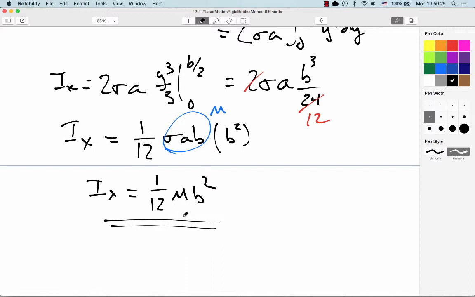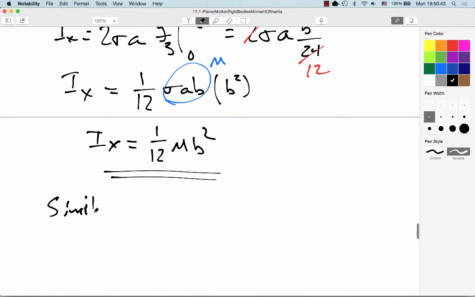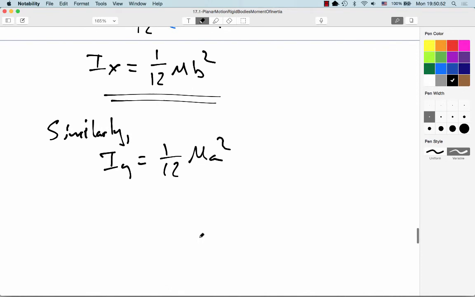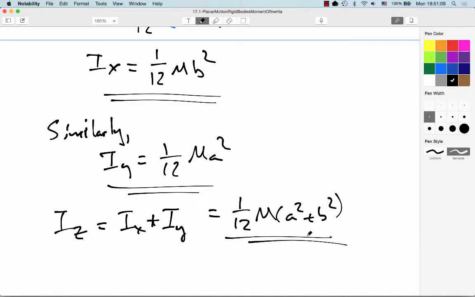I don't think it's any great stretch to believe that you could show there we go. So similarly, Iy is equal to 1/12 ma squared. So we can get Iz without thinking too hard. We just add up Ix and Iy. So that integral we did before turned out to actually be unnecessary. It'll be 1/12 m(a squared plus b squared), which is what we got before.